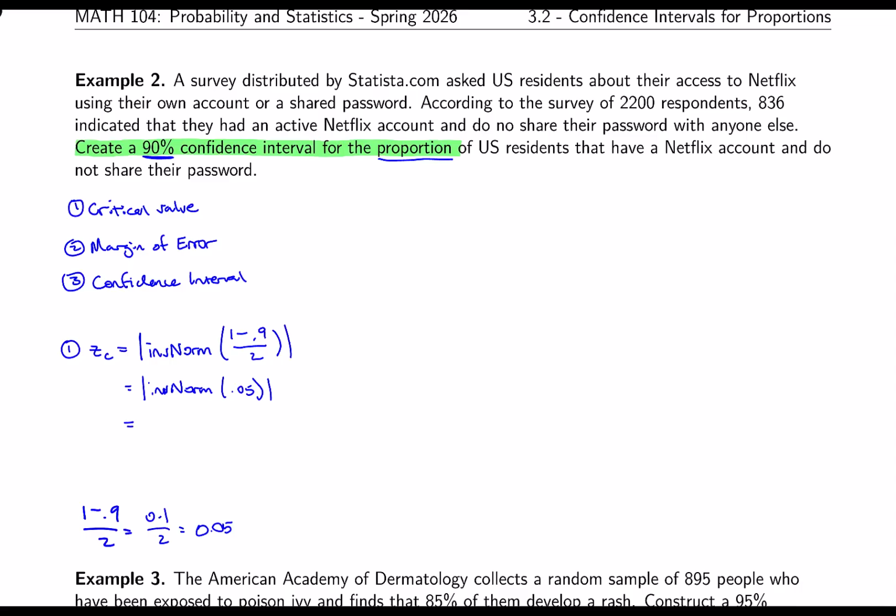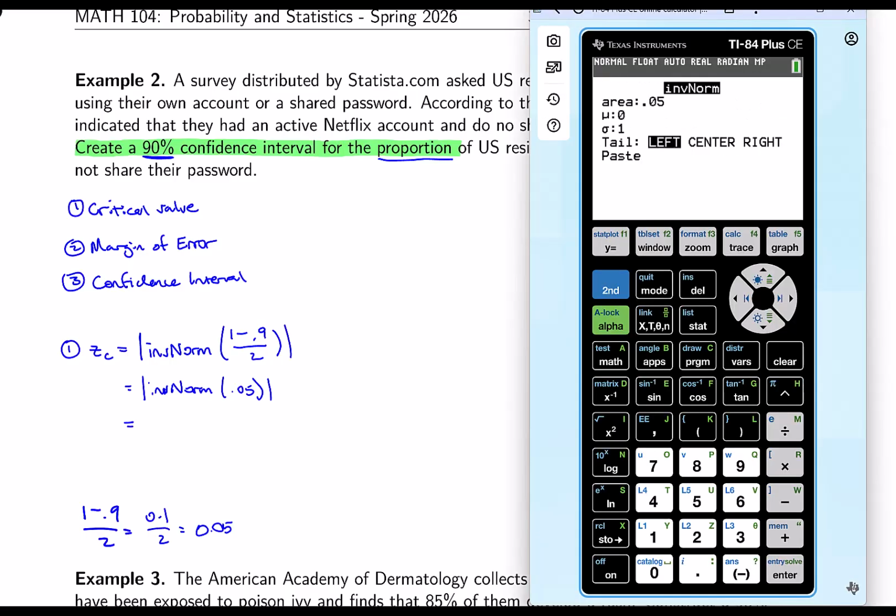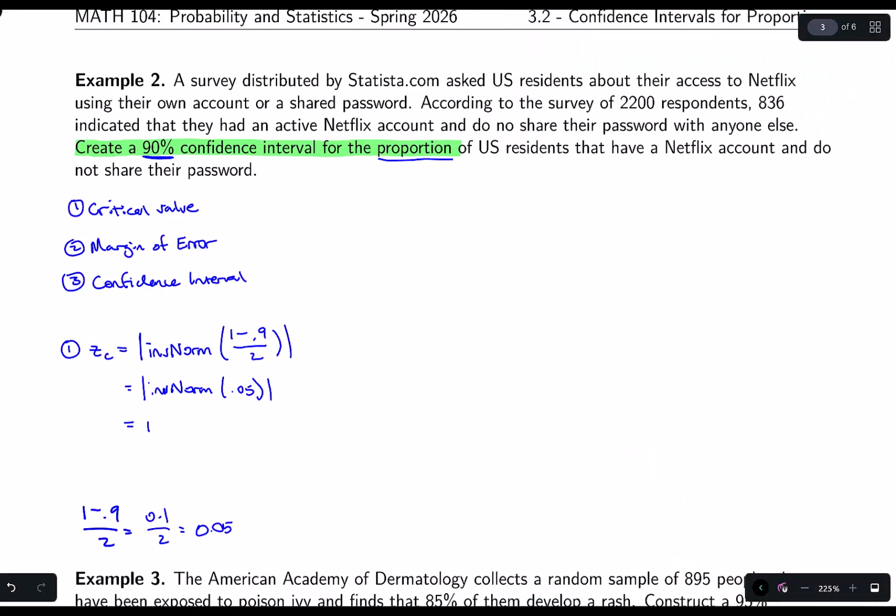Okay, then this is on a standard normal distribution, so I'm leaving mean and standard deviation the same. Left tail oriented here because, like I said, not everybody has the option to change these. So paste that in. So negative 1.645. And then we take the absolute value and it becomes 1.645. All right, so that's our first step, getting that critical value.